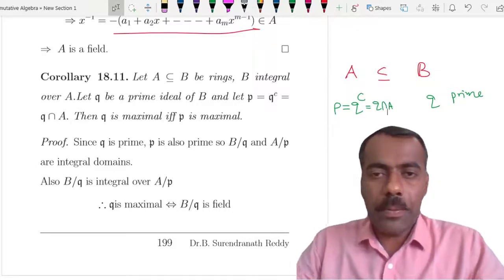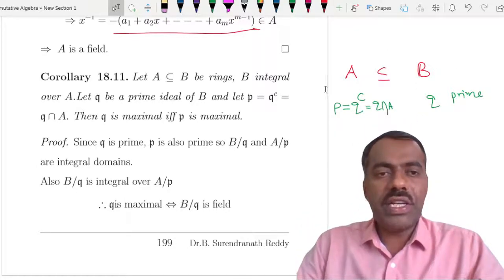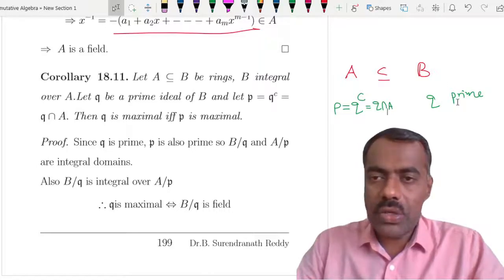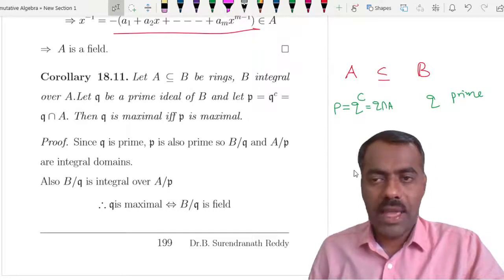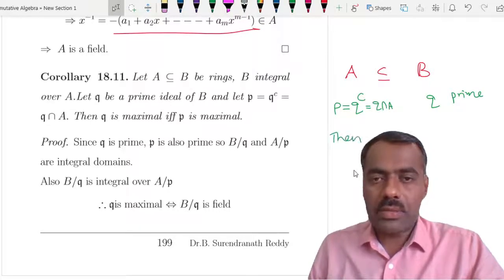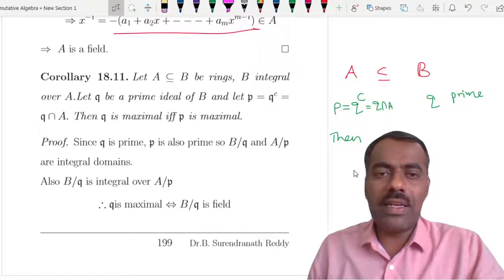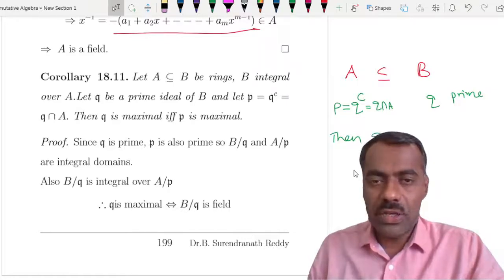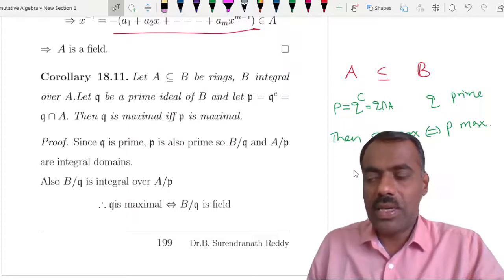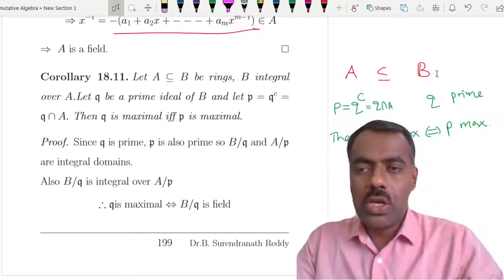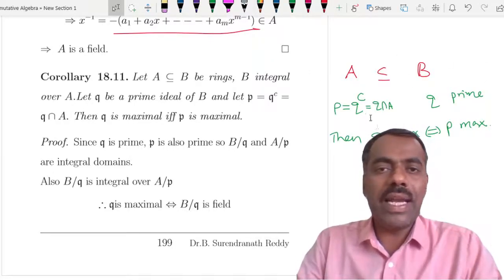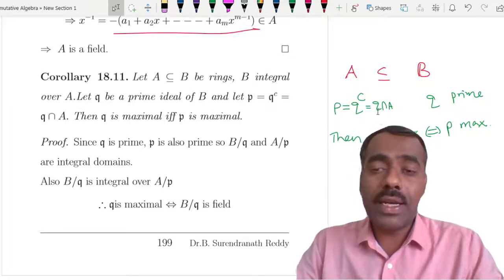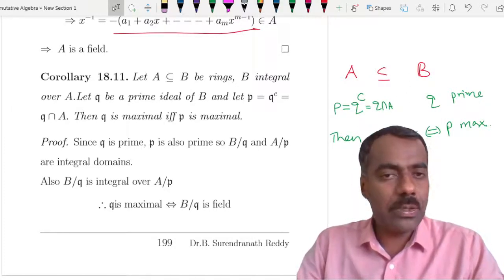So you have B, which is integral over A, and you have a prime ideal Q, and a contraction, which you can call P here. Then Q is maximal if and only if P is maximal. So this result we use several times. Whenever you have this situation, and you know that any one of them is a maximal ideal, then we can conclude that the other one is also a maximal ideal.